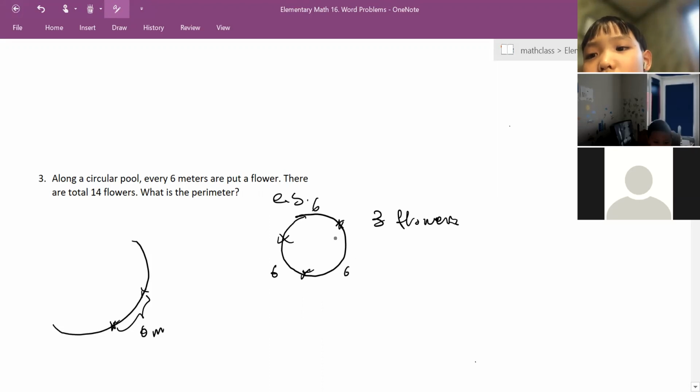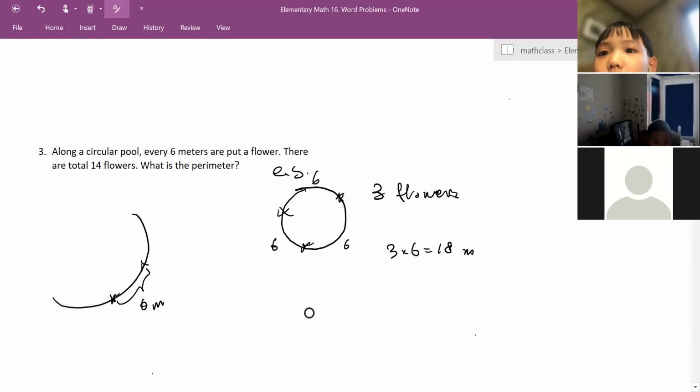Now, what is the parameter? 3 times 6, so 18. Just 3 times, right? So if the number is too large, don't just work on the larger number. You can look at the small number first. Just assume there are 3 flowers or 4 flowers or just 2 flowers. Then it's easy to see, you will definitely come up with the correct answer because you can count.